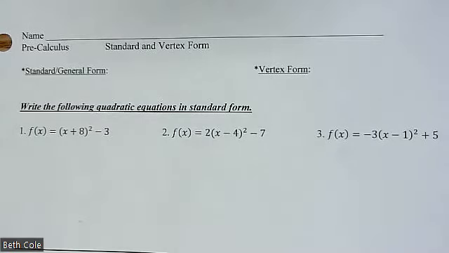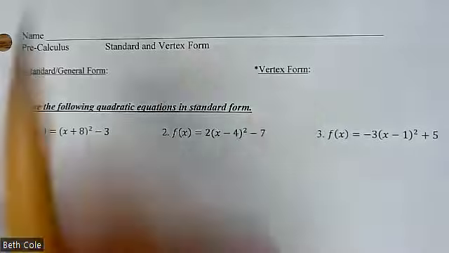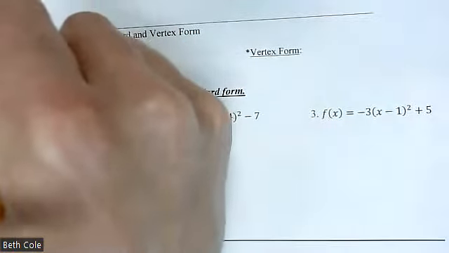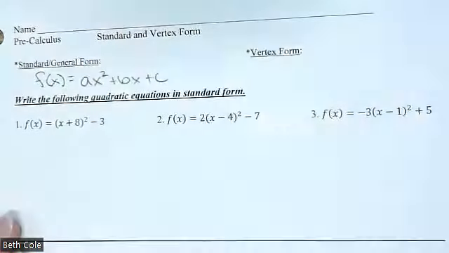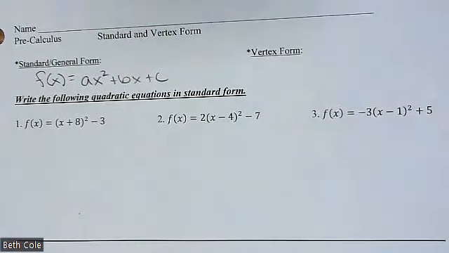All right, so we are going to look at the two different forms of a parabola. We have standard or general form, which looks like this: f of x equals ax squared plus bx plus c. For it to be a quadratic, you have to have a squared in there, and that just puts the terms in descending order. So you have the x squared term, then just an x, and then c is the constant, that's just the number.